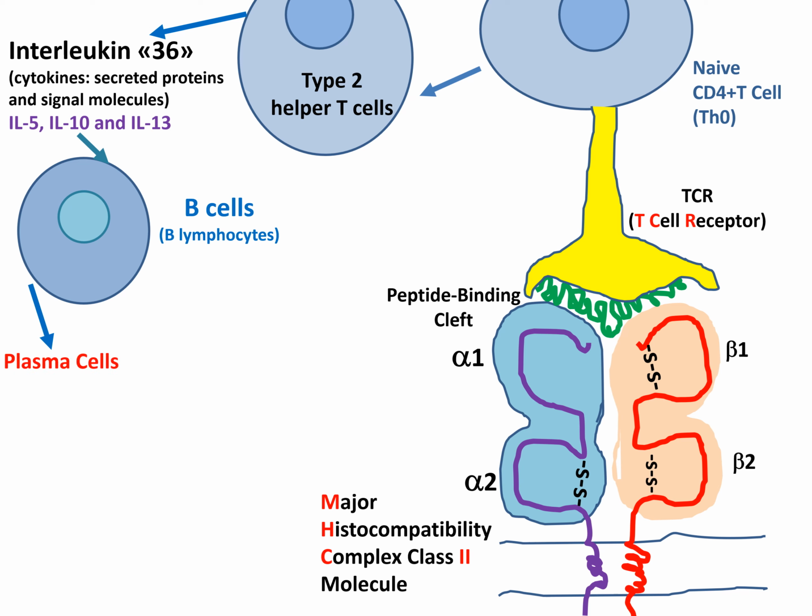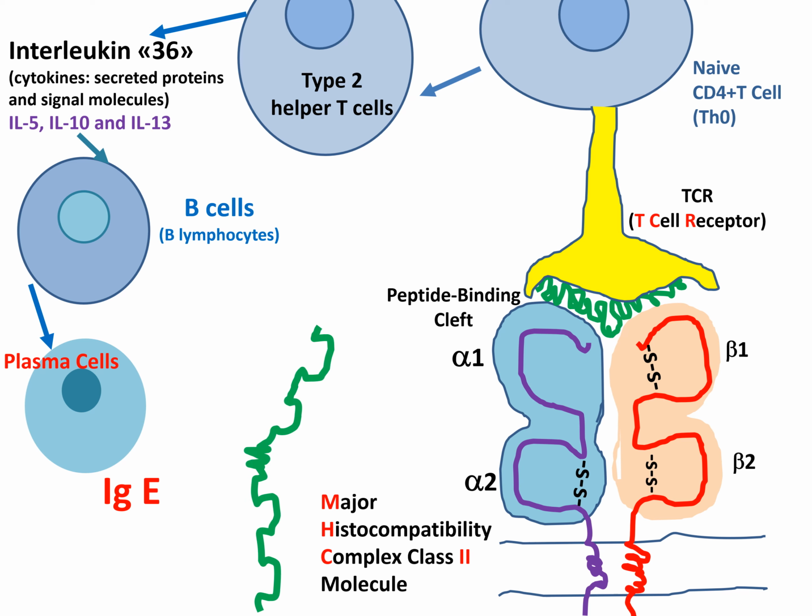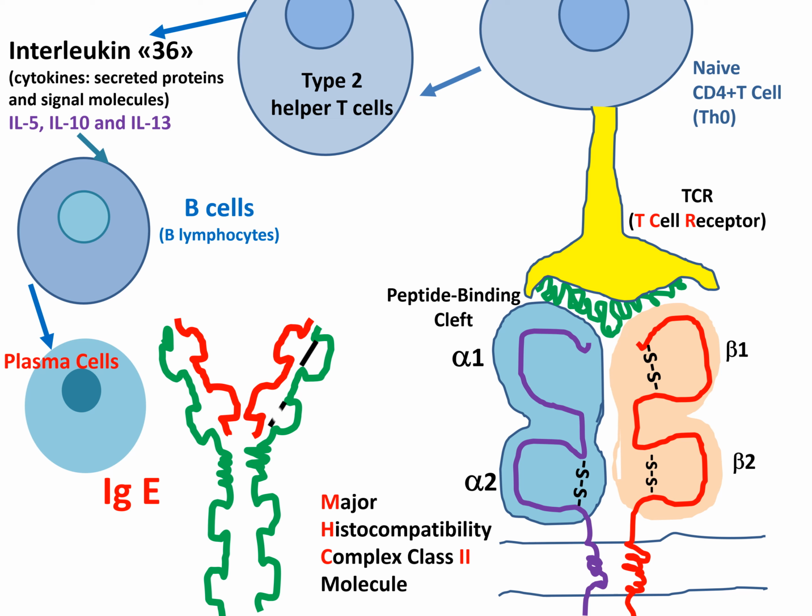So that will be now promoting it to produce plasma cells, which will be responsible for the production of a specific immunoglobulin E. And here I'm going to draw the structure of the immunoglobulin E, composed of two chains. This green one we call the heavy chain, and the red one we call the light chain. And here we have the disulfide bonds joining the two chains together.